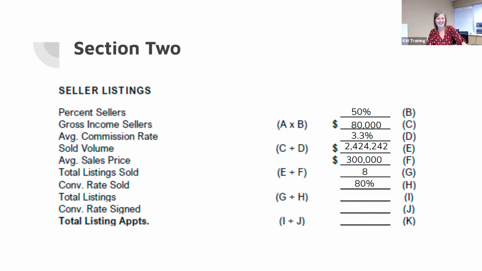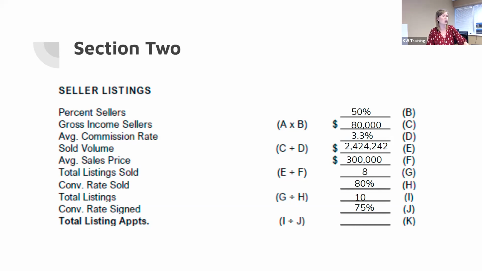Okay, so then you're going to take your G, however many total listings sold you needed, and divide that by your conversion rate to sold. So listing signed to listing sold. We're working a little bit backwards here. It'll all make sense when we get there. When I do that, mine rounds up to about 10. So in this instance I would need to get 10 listings under contract in order to meet my goals.